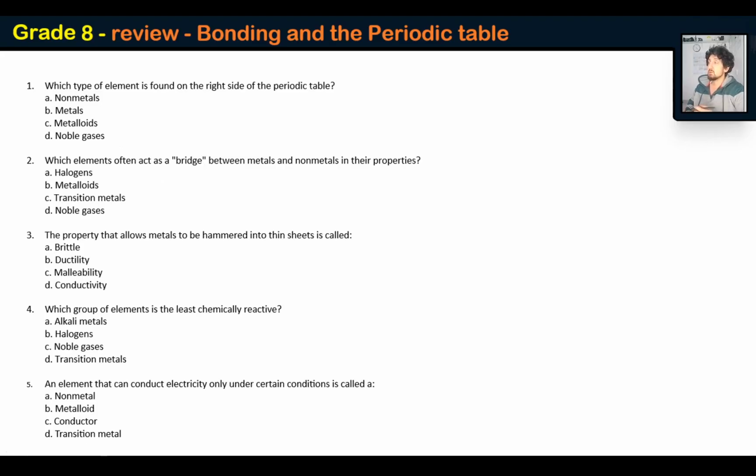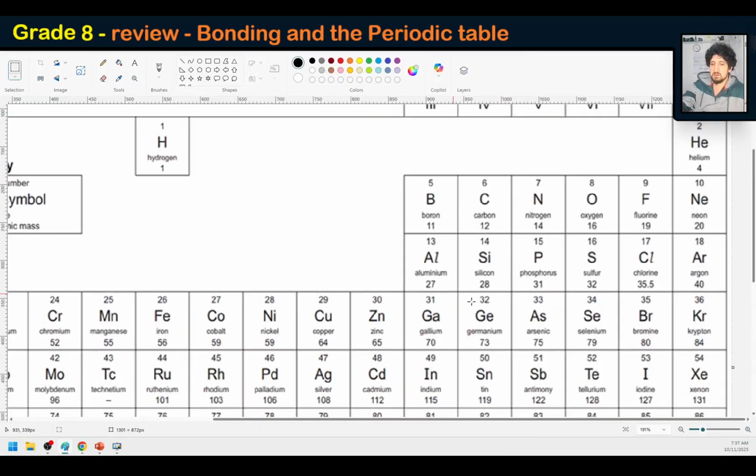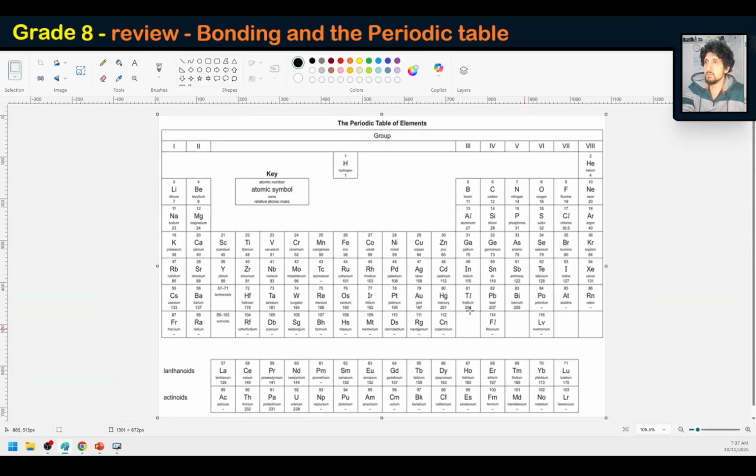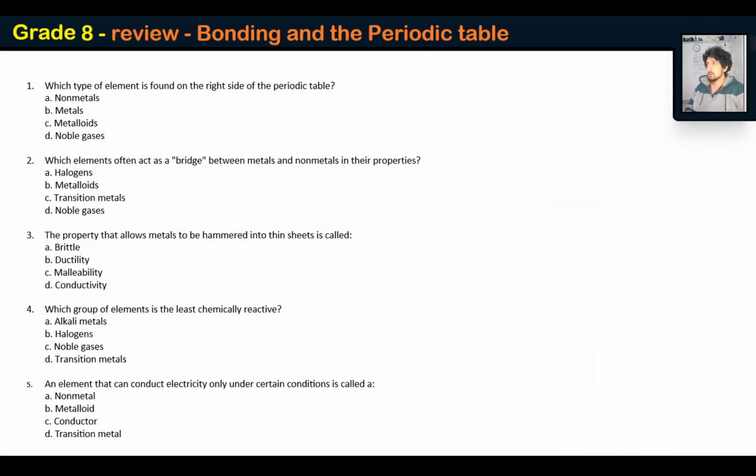Multiple choice questions. Which type of element is found on the right side of the periodic table? Let's have a look. This is the periodic table. Let's make it smaller. As you can see, there's the left side of the periodic table, and that's the right side. So which elements are found on the right side? Those are the non-metals. Things like nitrogen, oxygen, neon, chlorine, all of these are non-metals. So that's the first one.